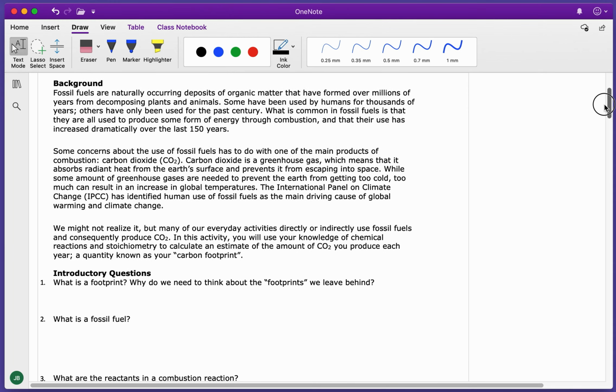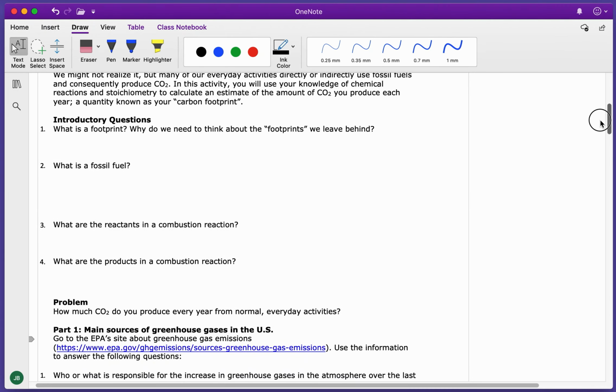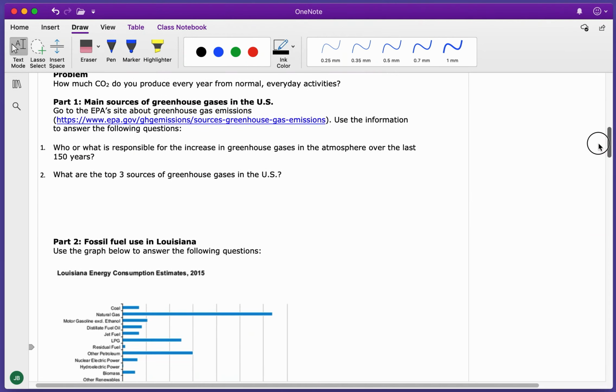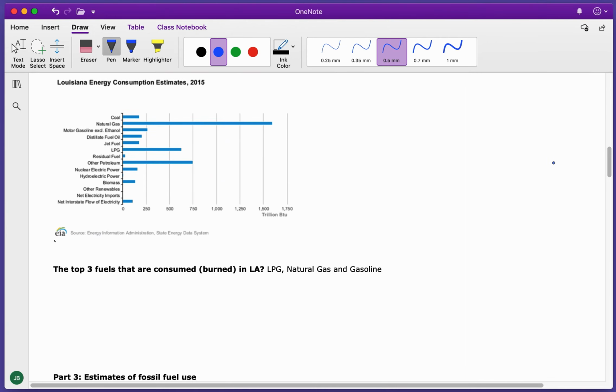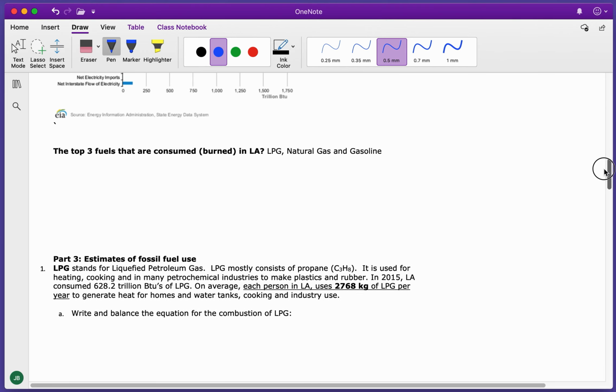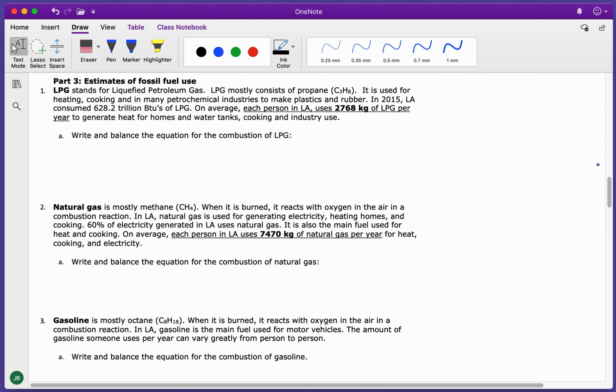So I'm going to scroll down a little bit and get some background information at the top. But you're going to be looking especially at Louisiana, and here's a graph that shows you just how much fossil fuels, energy consumption, that Louisiana used in 2015. And you're going to have lots of questions to answer. Now, part 3 is where the really important information is.